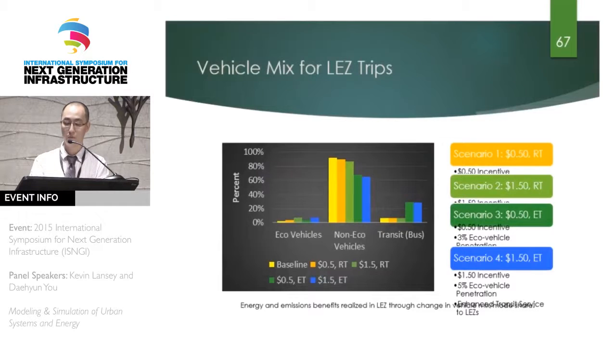The number of transit trips to the low emission zone is increased 30% in the two scenarios in which enhanced transit service is offered to the whole population. On the other hand, the number of non-eco auto trips decreased to below 70%. It means that transit enhancement to low emission zones leads to a mode shift to public transit for a major market segment of non-eco travelers.